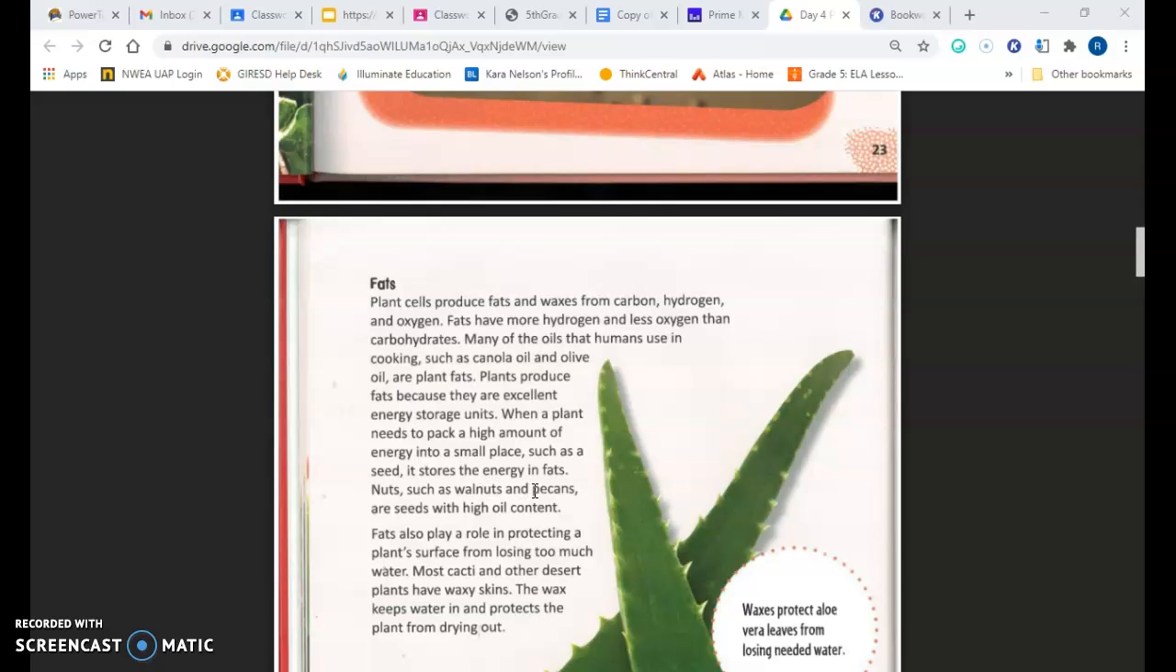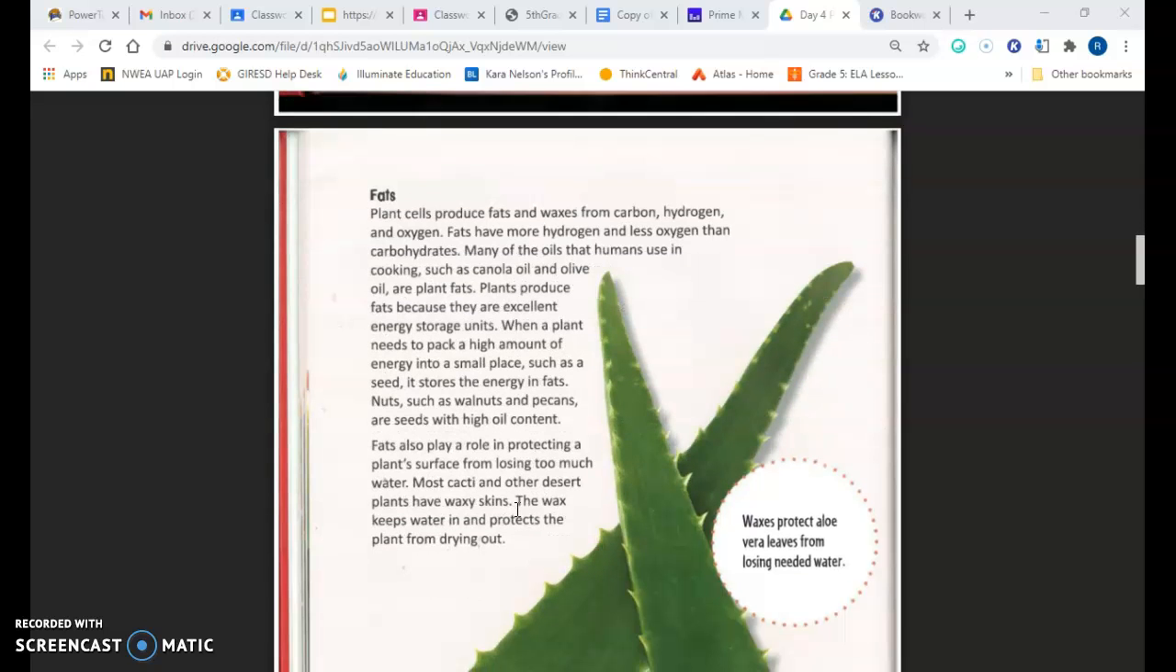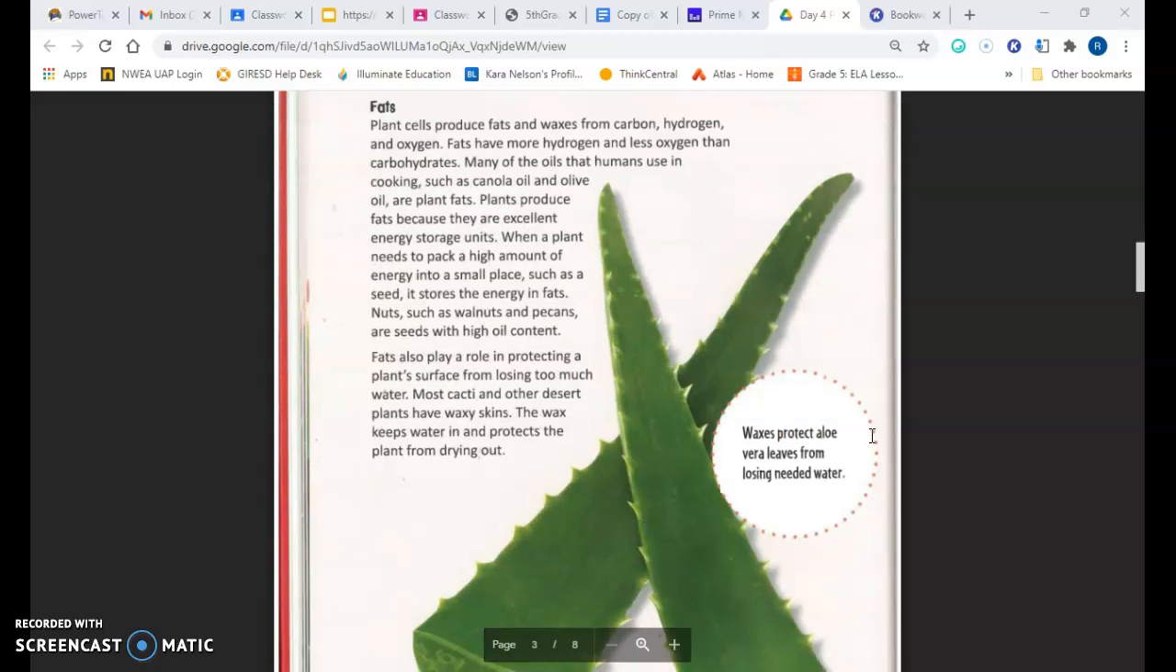Nuts, such as walnuts and pecans, are seeds with high oil content. Fats also play a role in protecting a plant's surface from losing too much water. Most cacti and other desert plants have waxy skins. The wax keeps water in and protects the plant from drying out. And over here in the picture it says waxes protect aloe vera leaves from losing needed water. So again, a quick recap. Why do plants need to make fats?